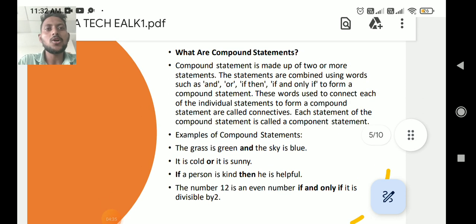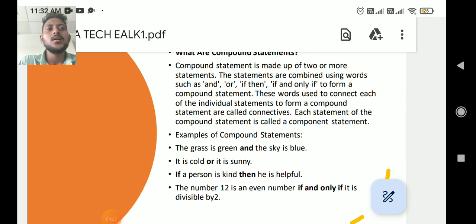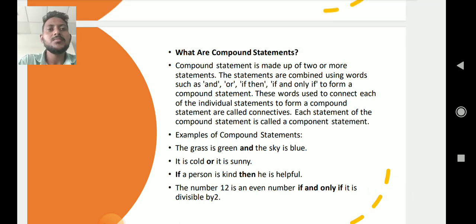What are compound statements? A compound statement is made up of two or more statements. The statements are combined using words such as and, or, if then, if and only if to form a compound statement. These words are used to connect each of the individual statements and are called connectives. Each statement of the compound statement is called a component statement.